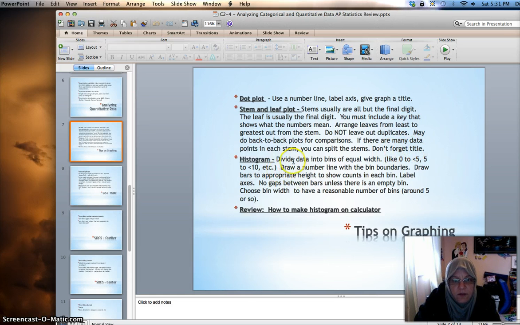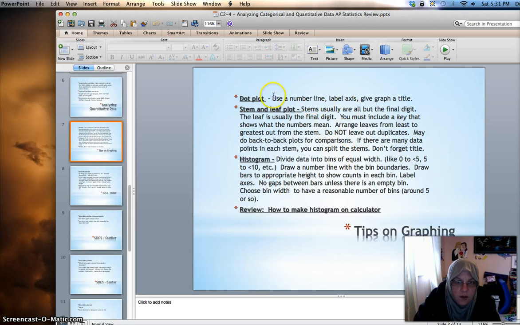For histograms, divide data into bins of equal width, like 0 to less than 5, 5 to less than 10. Draw a number line with the bin boundaries. Draw bars to appropriate heights to show the counts in each bin. Label axes, with no gaps between bars unless there is an empty bin. Choose a bin width to have a reasonable number of bins, around 5 or so. If you have a whole bunch of bins, the graph becomes too busy. If you have too few bins, then you're likely to miss some important observations.